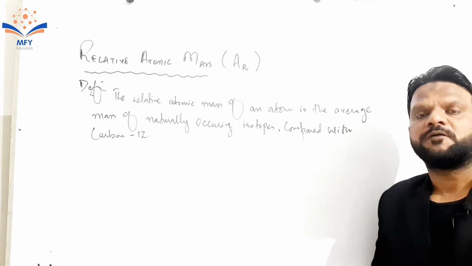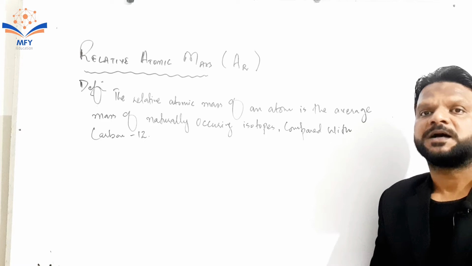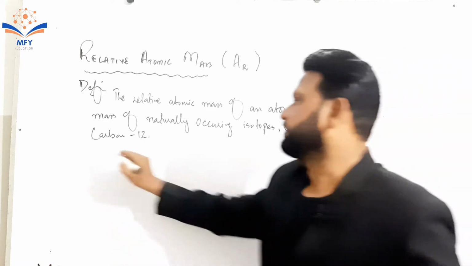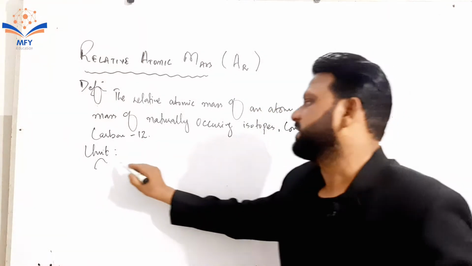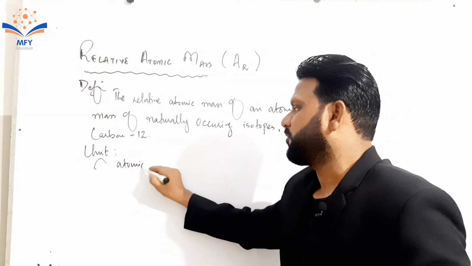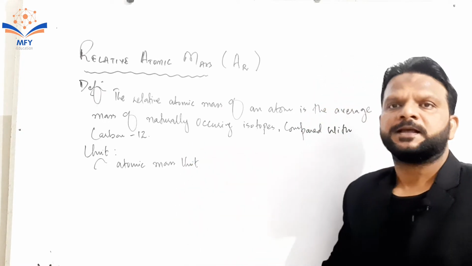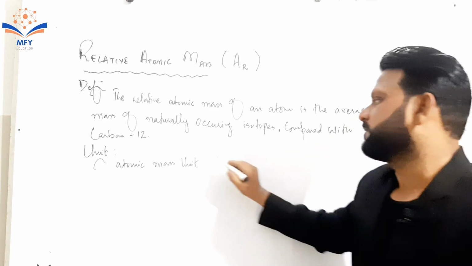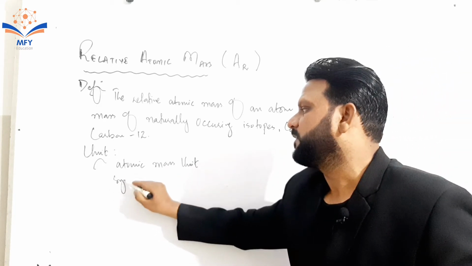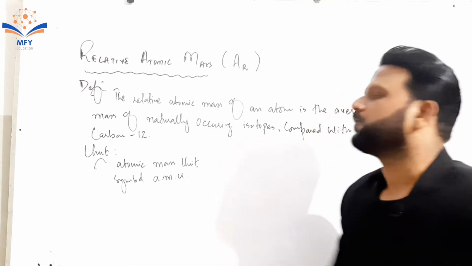The unit of relative atomic mass is atomic mass unit, with the symbol AMU.